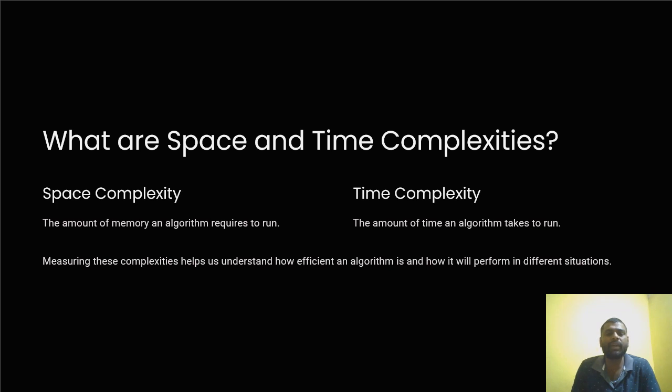What are space and time complexities? Space complexity: the amount of memory an algorithm requires to run. Time complexity: the amount of time an algorithm takes to run. Measuring this complexity helps us understand how efficient an algorithm is and how it will perform in different situations.